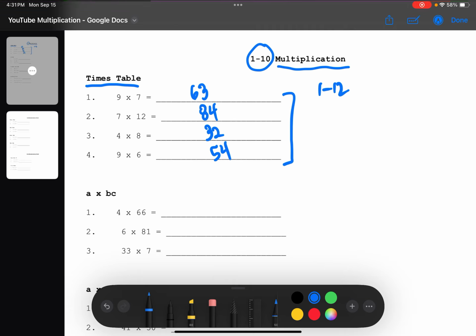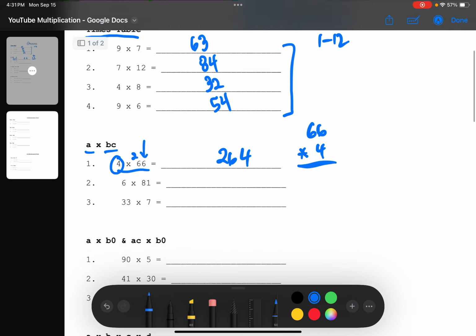Now, another variation is having a single digit times a double digit. What's never going to be the case is the number sense test is never going to have it in a vertical formation here. They're always going to do it horizontal. So what you need to do is you multiply the 4 times the 1's digit first, which is 24, and then you're going to carry the 2. So 4 times 6 plus 2 is 26. So 264 is your answer right here.